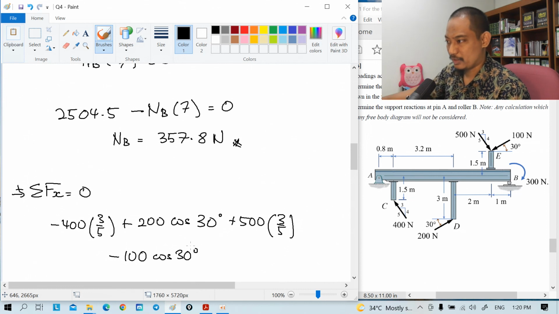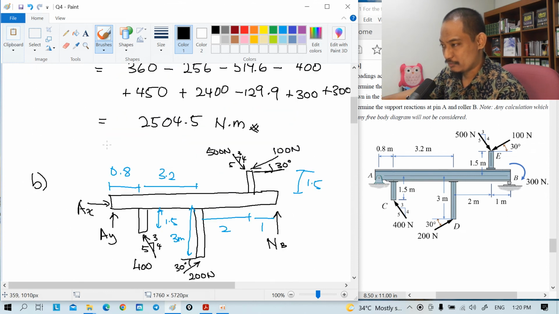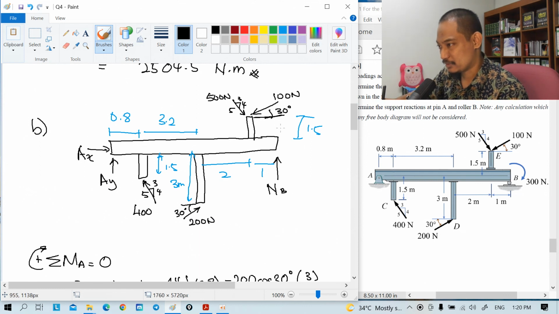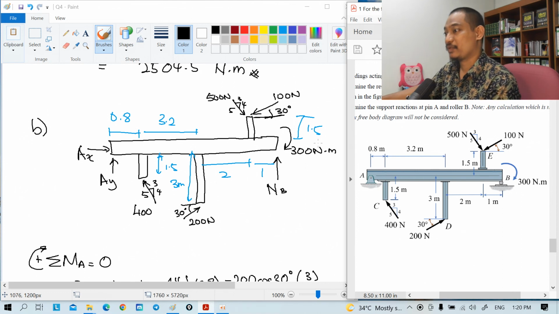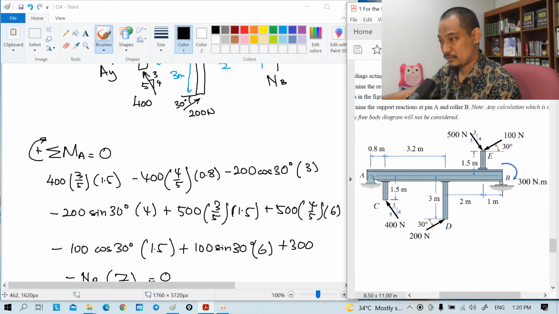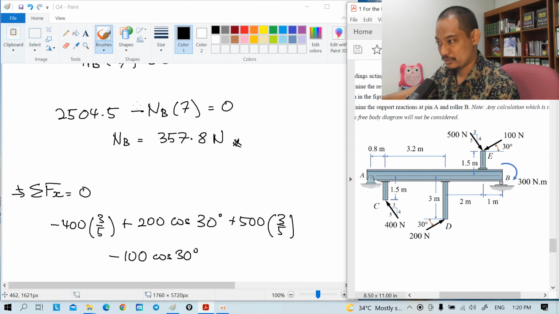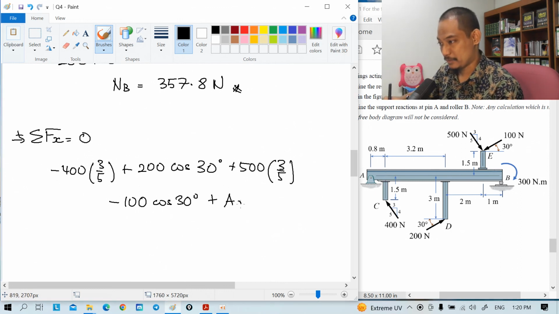Wait, I have to refer to the free body diagram, right? Meaning that I forgot you have Ax here, right? No, the free body diagram here is missing something, missing this 300 Newton meter. Okay, the free body diagram again: Ax, NB, and this force. Okay, this moment is missing just now. Alright, so this one is okay, this one not affected, this one okay. Then plus Ax, right? Equal to 0.